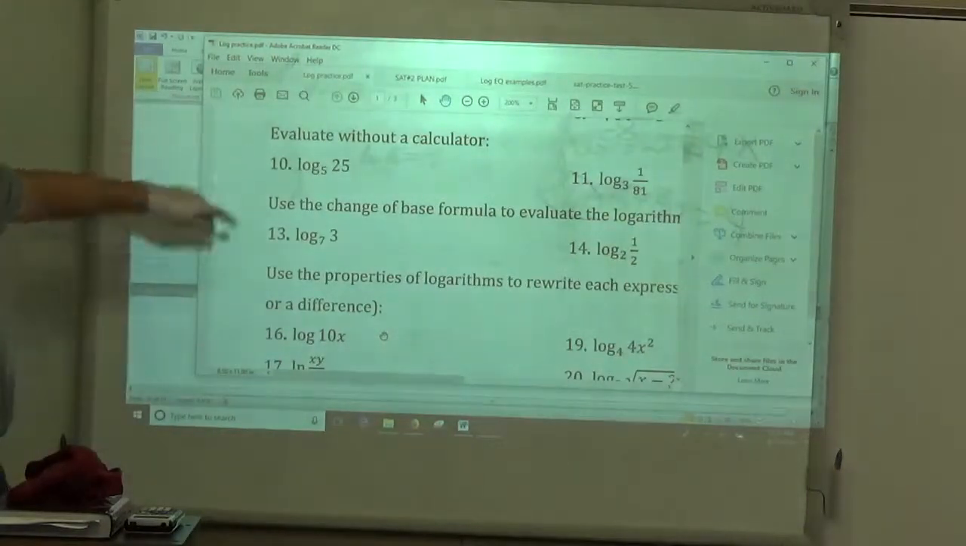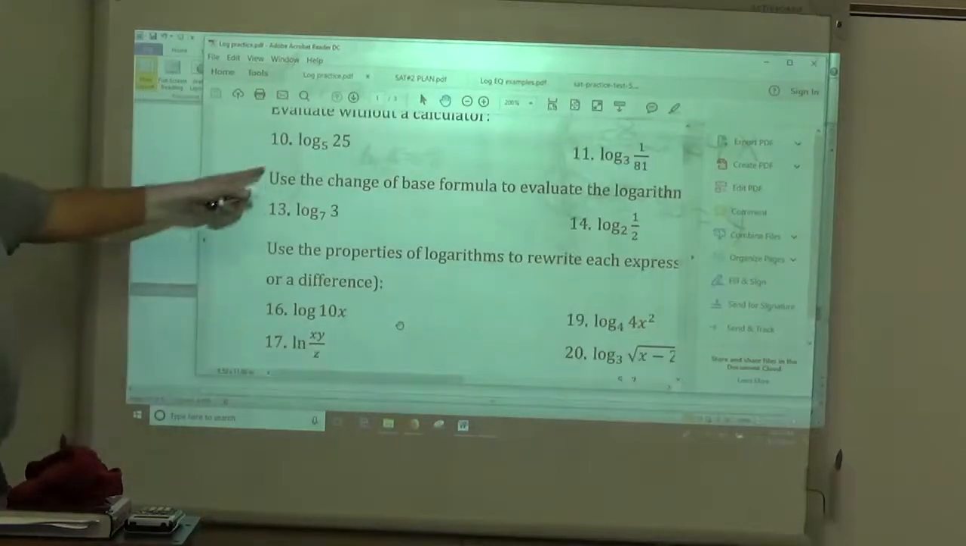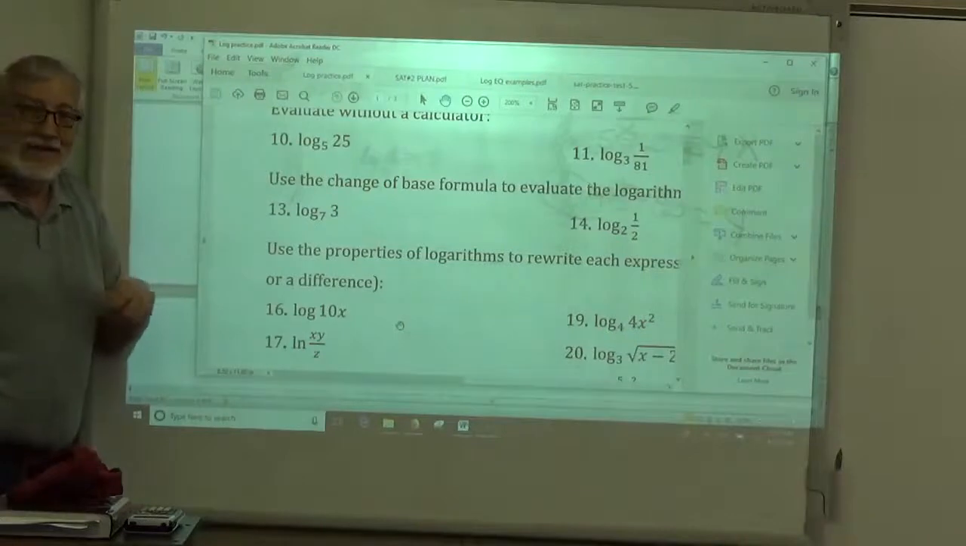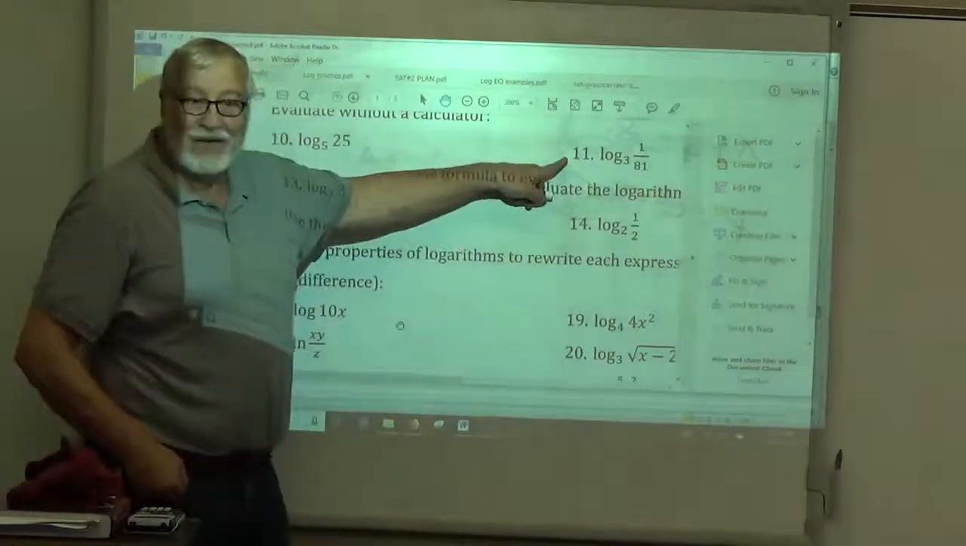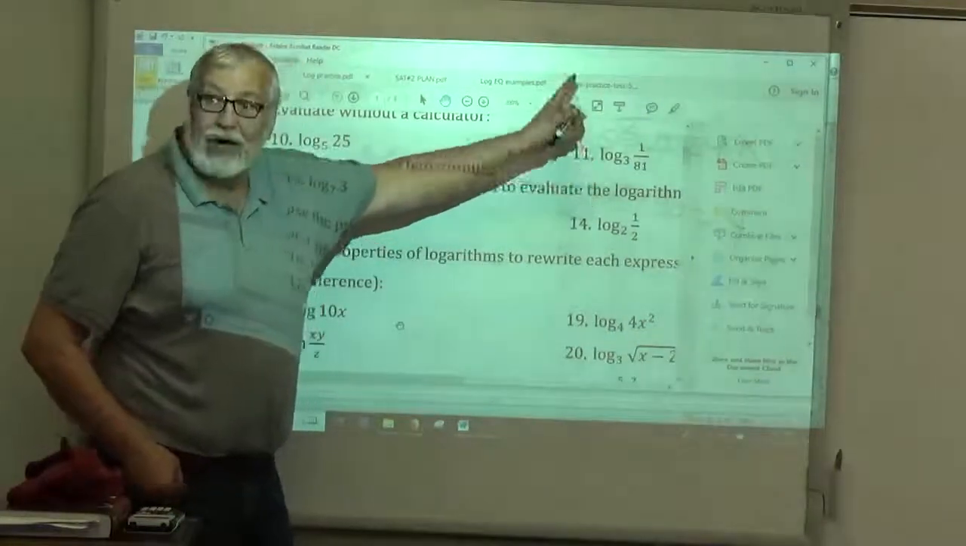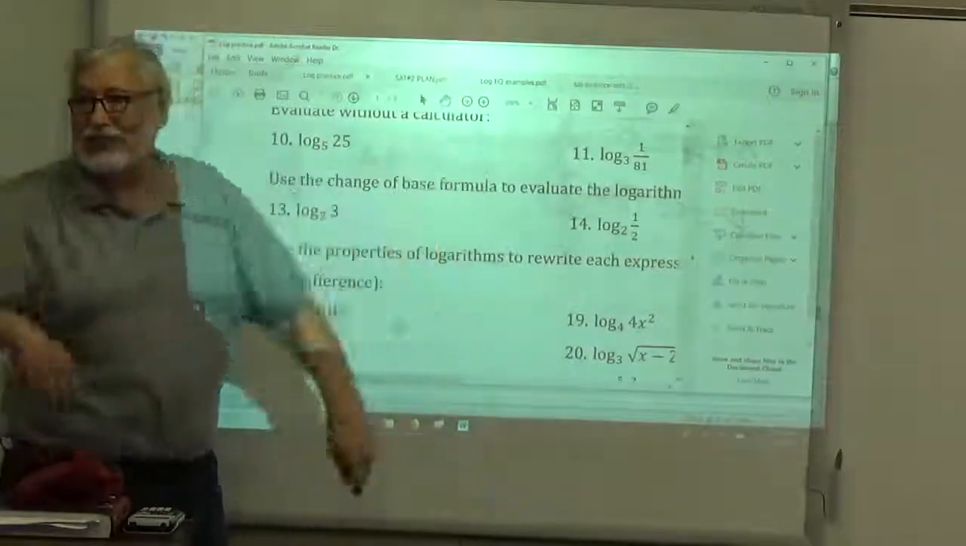Okay, now, evaluate with calculator. Boy, have we got this one down. What do you put in the calculator? Log 25 divided by log 5. Okay, what do you put in the calculator? Log of 1 over 81, close parentheses, divided by log 3. Slam dunk, yes.